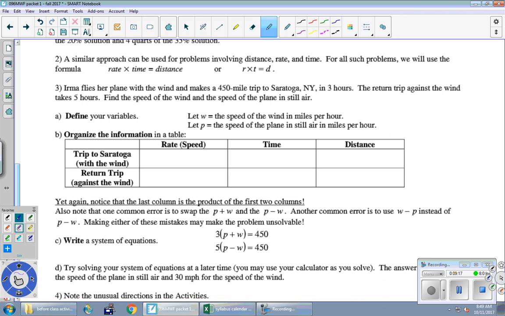A similar approach can be used for problems involving distance, rate, and time. For all such problems, we will use the formula rate times time equals distance, or R times T equals D. This is a formula that you all believe. It's one that you all know, even if you don't recognize it with these letters. But if I tell you I drive 60 miles per hour for 3 hours, what can you do with those 2 pieces of information to give me something new? You can multiply them, and what will that tell you?